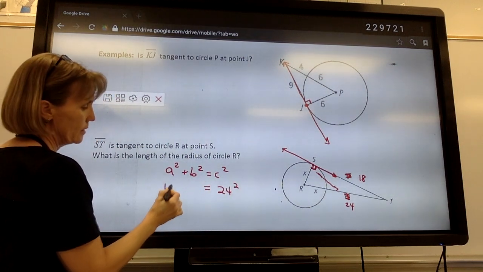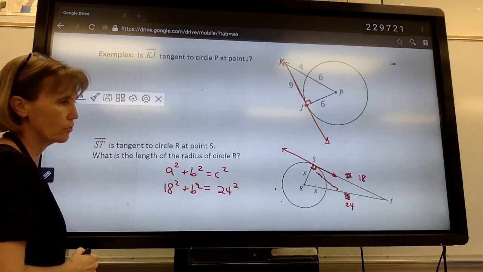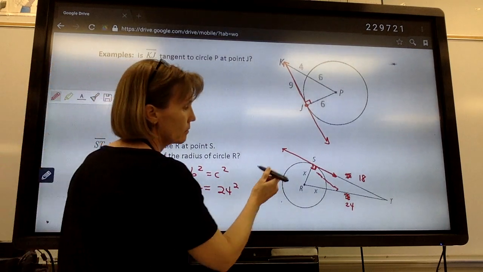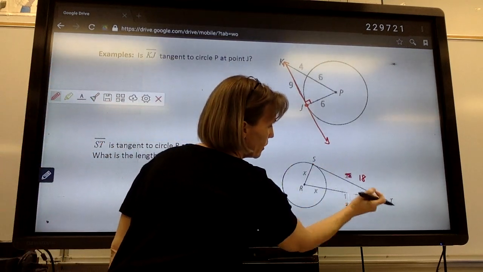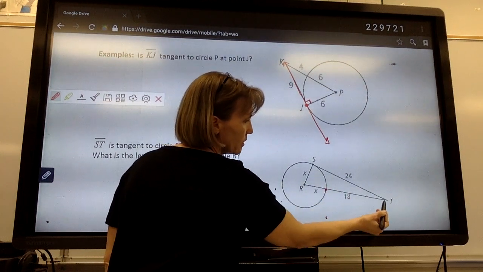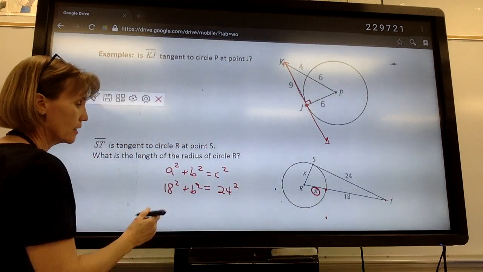And then I can say 18 squared goes in for a, and I can say the radius is the unknown. Call the radius b. Oh, that's why. My bad. That is okay, the drawing. That's why. They're not saying that this whole line is 18. They're just saying from here to here is 18. So we got to factor in the radius to that distance. That's why.